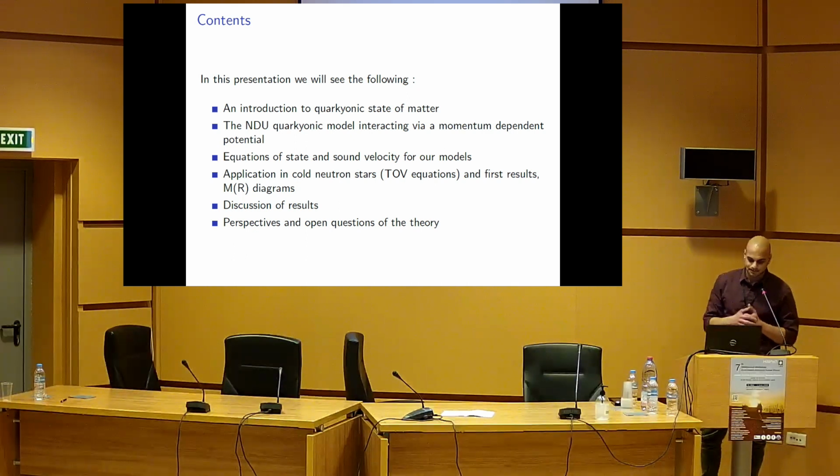a momentum-dependent potential. After that, we construct the equations of state, and we compute the sound velocity for the models. Then we apply these equations of state to cold neutron stars. We solve the TOV equations, Tolman-Oppenheimer-Volkov equations, and we construct some diagrams, mass-radius diagrams. Finally, we will discuss our results, and I will mention some open questions of this theory and some perspectives.